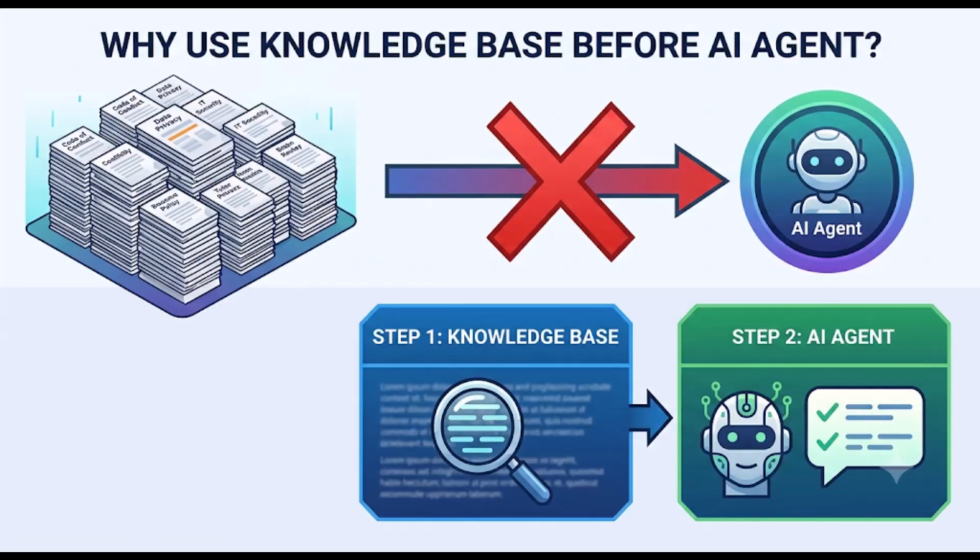Why use knowledge base before AI agent? Imagine an organization with hundreds of policy documents. Sending all documents directly to an AI agent would increase token usage, increase processing time, and increase LLM cost. Instead, the knowledge base step acts as a retrieval layer. It identifies only the relevant information and passes that information to the AI agent. This improves both efficiency and response accuracy.